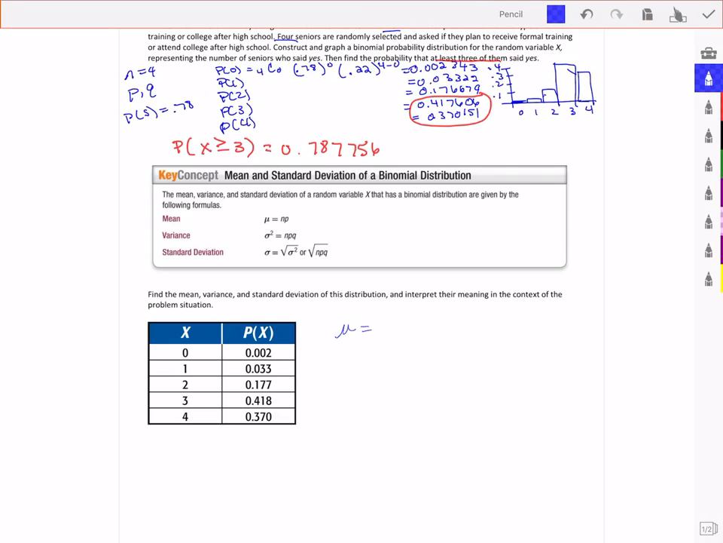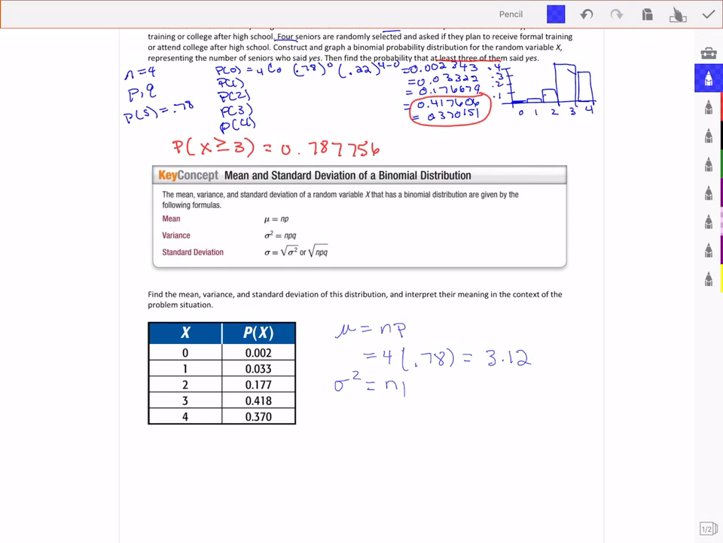All right, so to get our mean, NP. And this is the same example with these 4 high school seniors that we've chosen. Okay, so our N is 4. And P is the probability of success. We wrote that down up there at 0.78. So we just multiply those together and we get 3.12. So of those 4, chances are 3.12 of them would say they do have college plans.